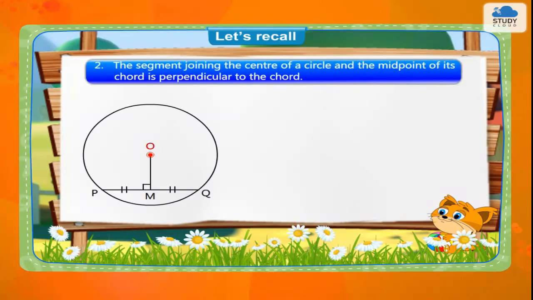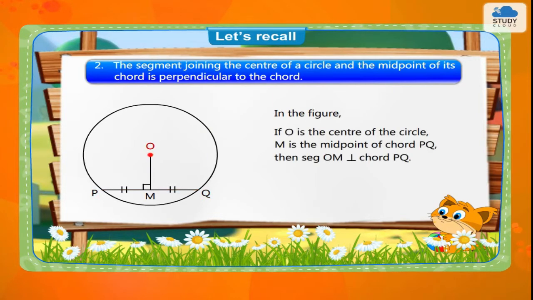2. The segment joining the center of a circle and the midpoint of its chord is perpendicular to the chord. In the figure, if O is the center of the circle, M is the midpoint of chord PQ, then segment OM is perpendicular to chord PQ. That is, angle OMP is equal to angle OMQ is equal to 90 degrees.